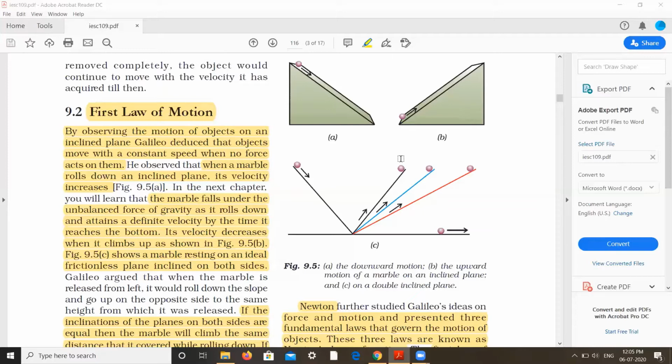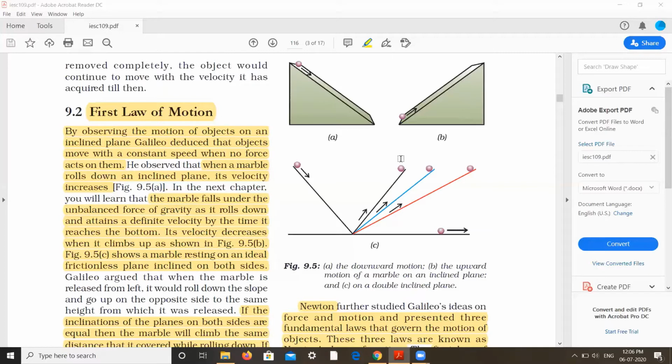He also observed that when the marble rolls down an inclined plane, its velocity increases. When the marble comes near the ground, its velocity is much greater than at the top. That means when the object is at the top of the inclined plane, it has a smaller velocity or maybe zero, but when it comes to the bottom, the velocity rises. The marble falls under the unbalanced force of gravity as it rolls down and attains a definite velocity by the time it reaches the bottom.